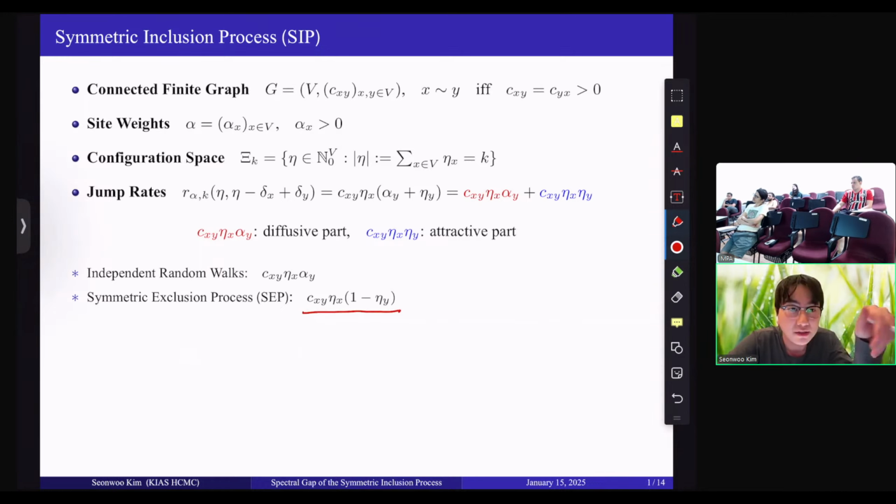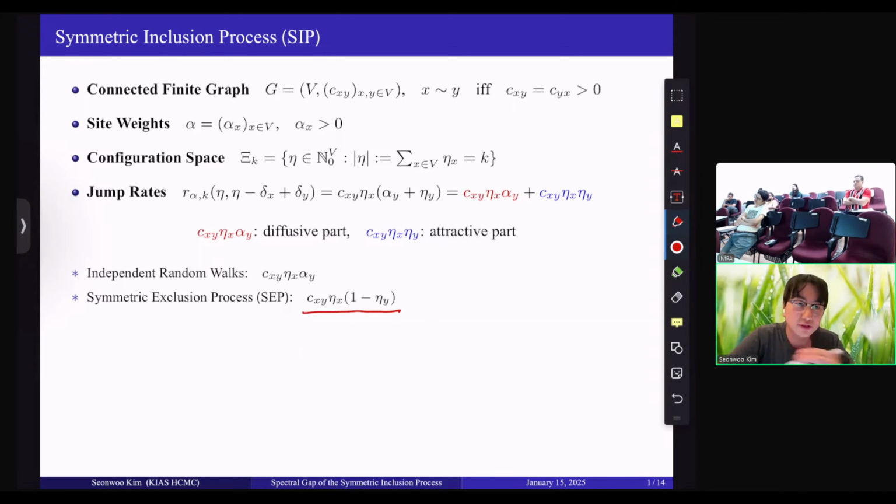So instead of plus alpha y, we have minus eta y. Instead of encouraging the particle to jump more to an occupied site, we have a hardcore exclusion, such that in this setting we allow only up to one particle at each site. Of course SIP and SEP are very different from the dynamical point of view, but in a few algebraic aspects they are quite similar, and they also share some duality properties, such that we can expect some similar things in these two models.